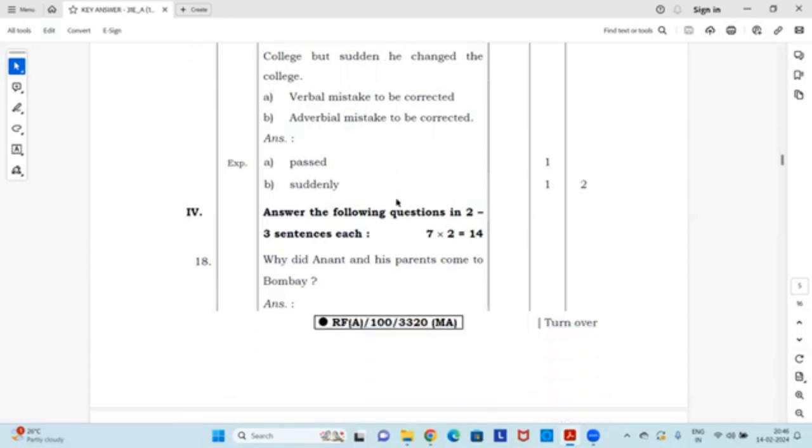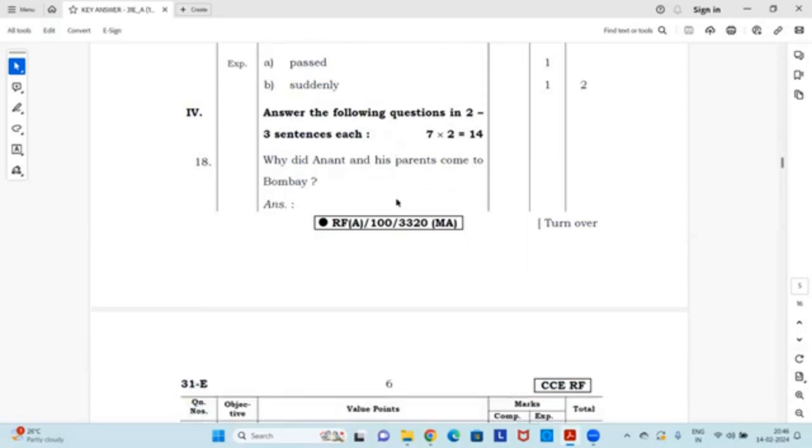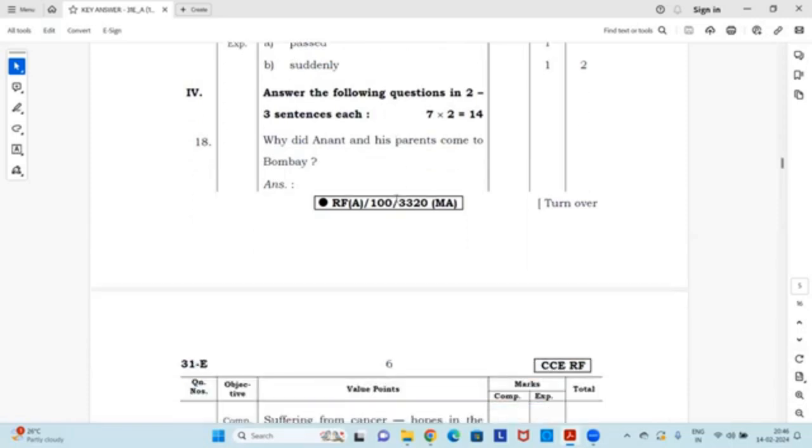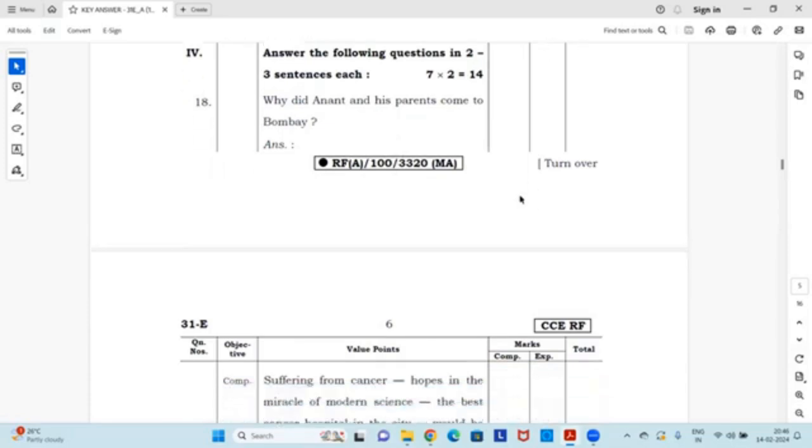Okay, so this is 17th. Now let's go to the next one. But students, if you want the screen to be on hold, you can pause it or take a screenshot and observe it carefully. Okay. So let's move to question number 18.